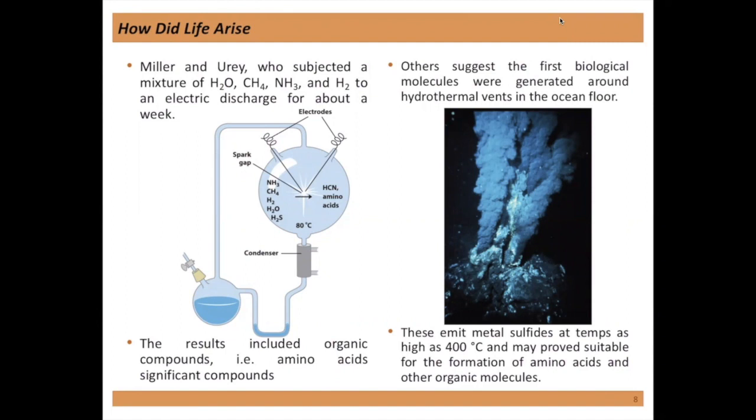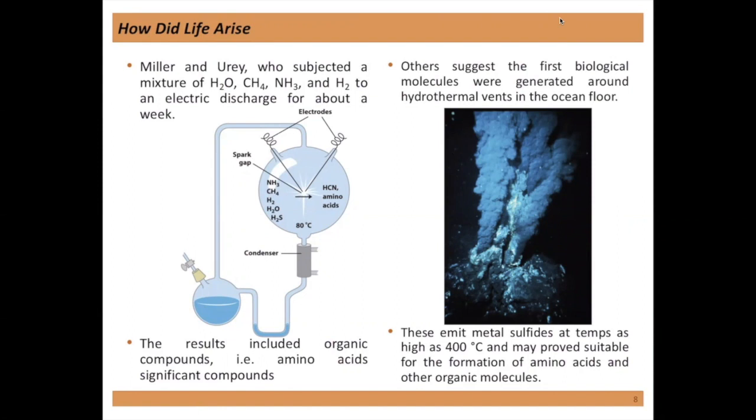But they put some electrodes in there and create a spark, which was thought to be similar to lightning, which again was thought to be abundant in early Earth's life, and kept it at a fairly high temperature, 80 degrees Celsius, and then just condensed what fell out and then trapped it in a liquid.